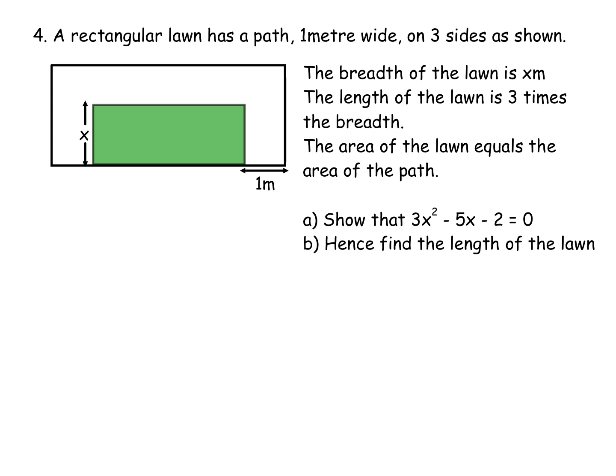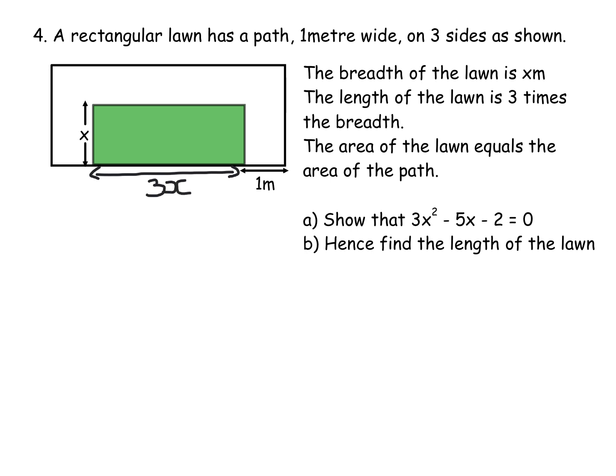They've asked a couple like this about paths before and they're a wee bit trickier. So let's have a wee read. We are told that a rectangular lawn has a path 1 metre wide on 3 sides as shown. So the white bit is a path, the green bit is grass. The breadth of the lawn is x, which is shown. It says the length of the lawn is 3 times the breadth. So this green bit here is 3 times the breadth. So it's safe to say that that bit is 3x.